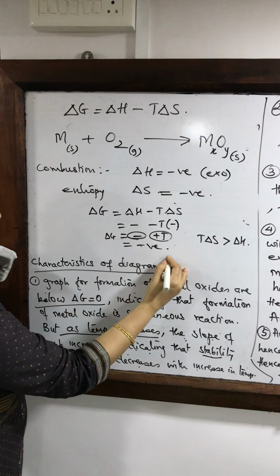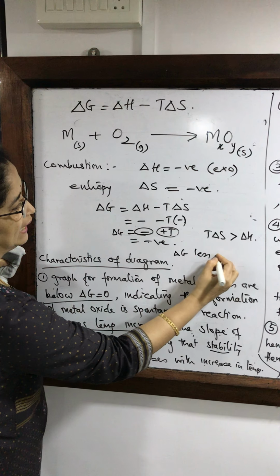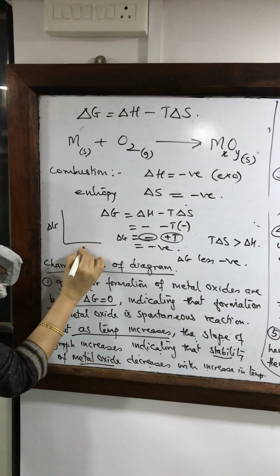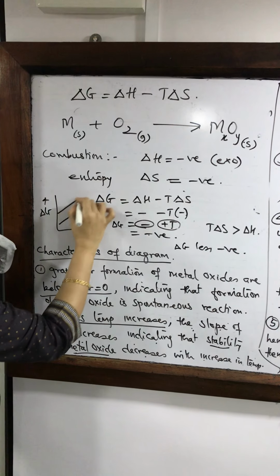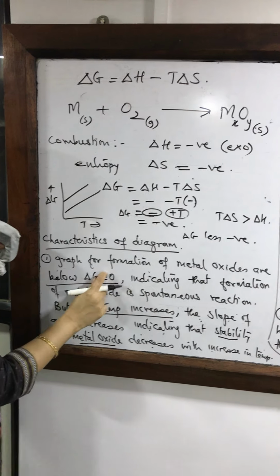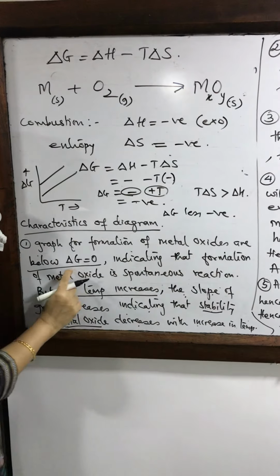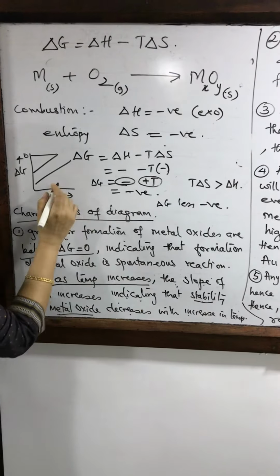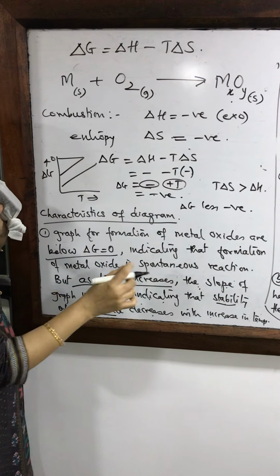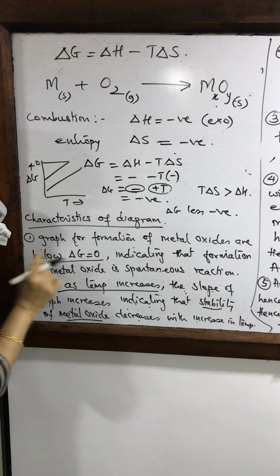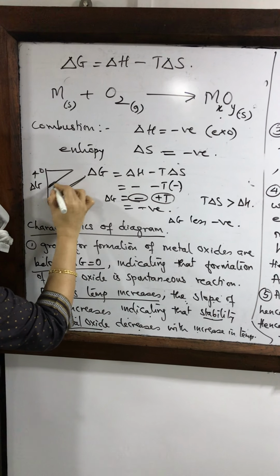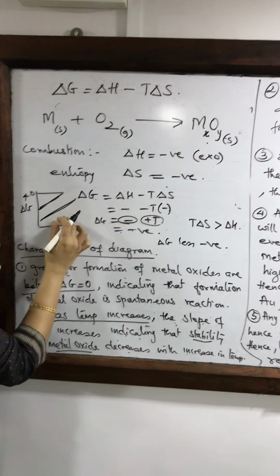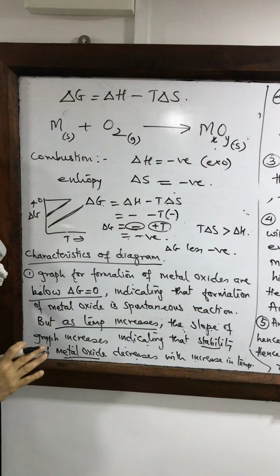So with increase in temperature, delta G will become less negative, and therefore all the graphs that you are seeing plotted there will go in the upward direction. So that is the first point, that the graphs for the formation of metal oxides are below delta G equal to 0. This is the 0 value, all are below, indicating that the reaction for the formation of metal oxide is spontaneous. But as the temperature increases, this graph is going in the upward direction, indicating that the value of delta G, which is negative, is becoming less negative, and the slope is going in the upward direction.